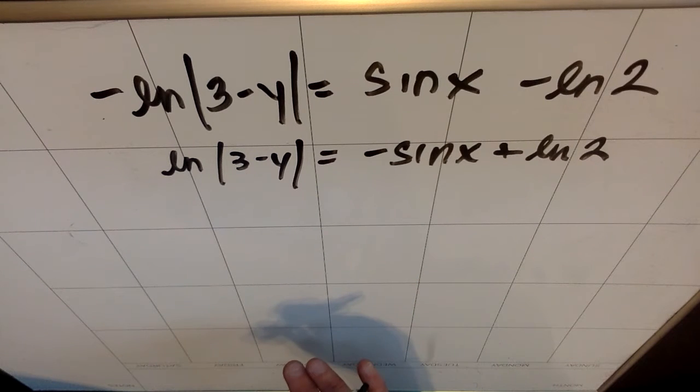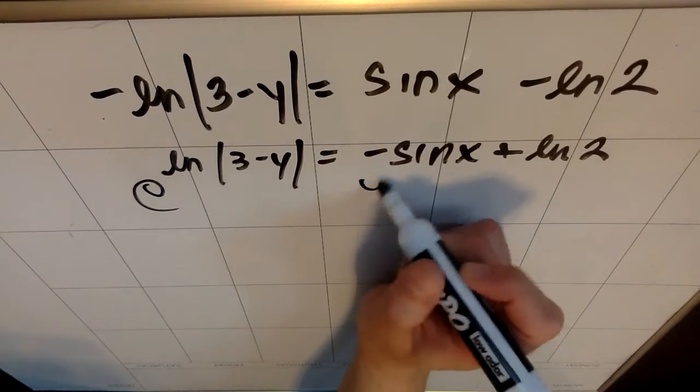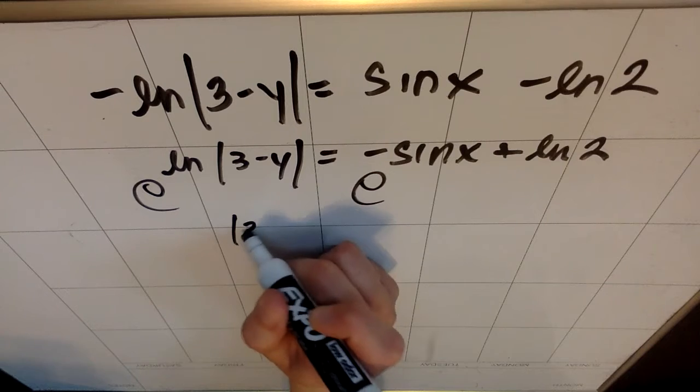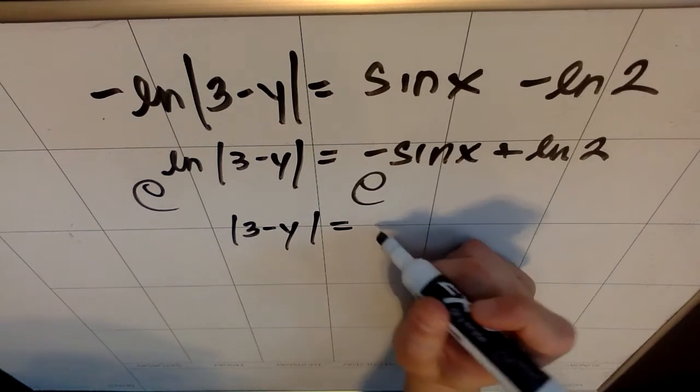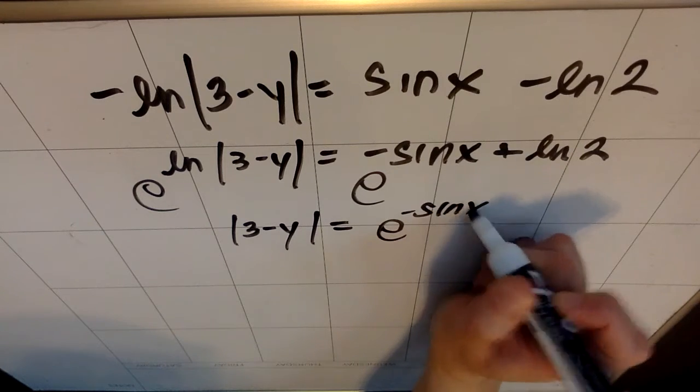So when I exponentiate, I'm going to go ahead and do this, right? So I'm going to get this absolute value of 3 minus y. We're going to talk about this in a sec. I'll explain to you in a sec why I'm going to get rid of that absolute value, right?